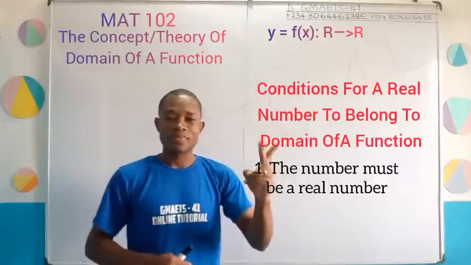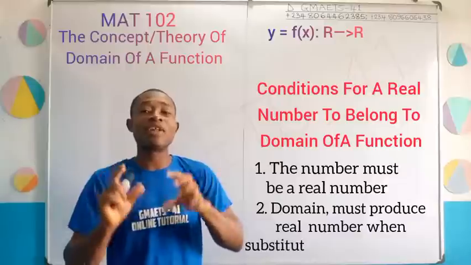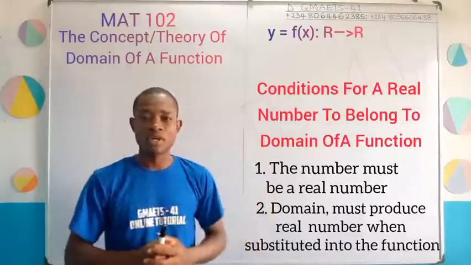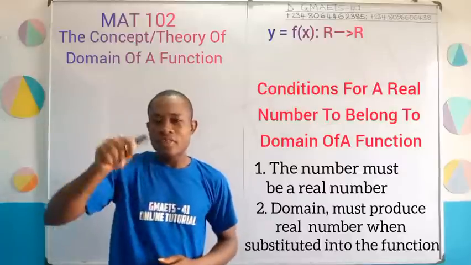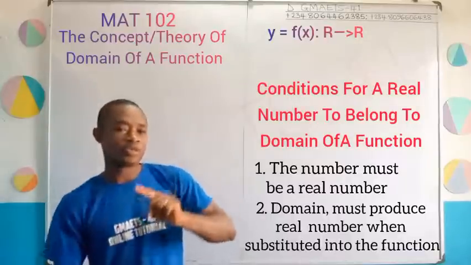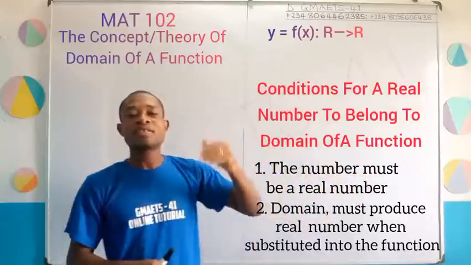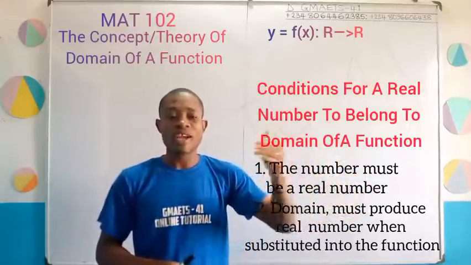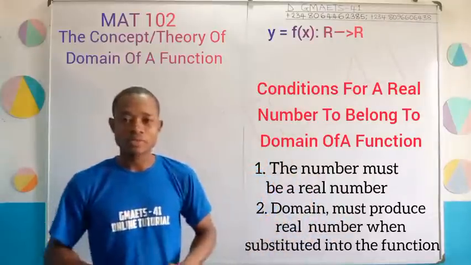Condition number two: for us to refer to a real number as belonging to the domain of a function, as being part of the domain of a function, this real number, when you substitute it into the given function, the answer it should give to you, or the answer you expect to get, must be a real number also.